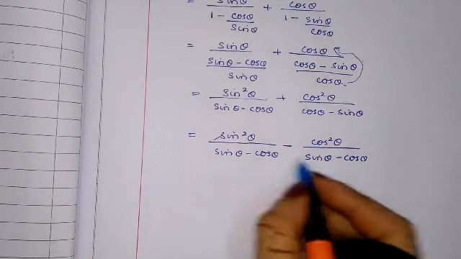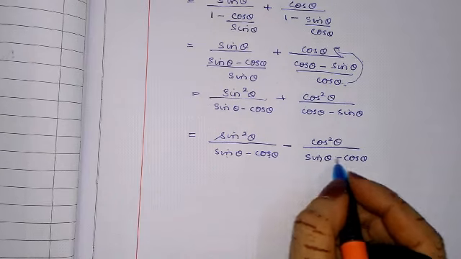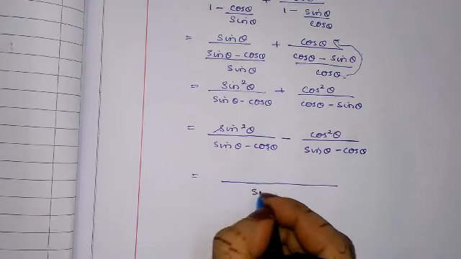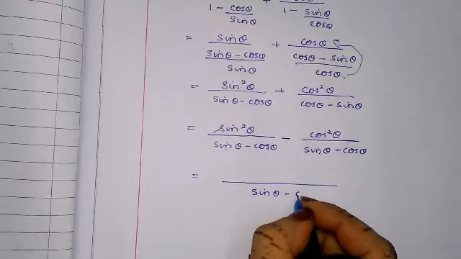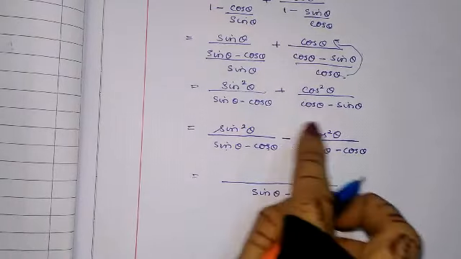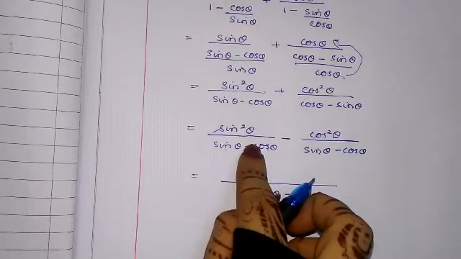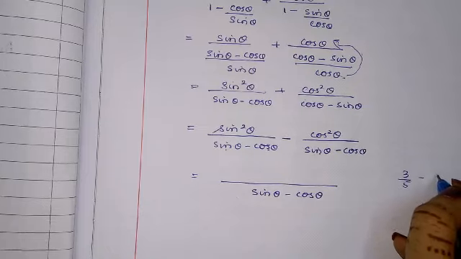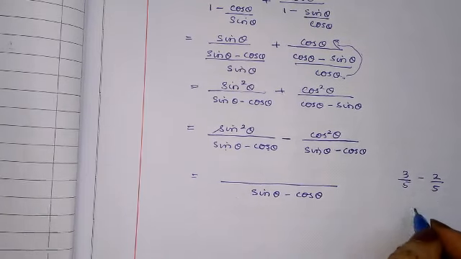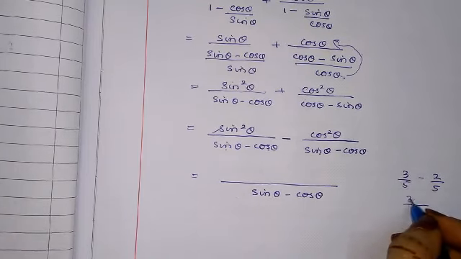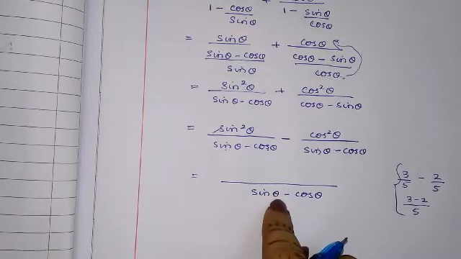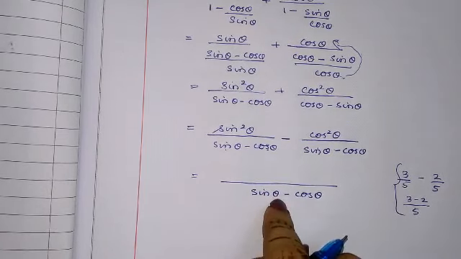Now the denominator is same. Sin theta minus cos theta, sin theta minus cos theta. So we should keep the denominator same. Only one time we have to write sin theta minus cos theta. Now if the denominator is same, for example 3 by 5 minus 2 by 5, what we will do? 5 one time we will write and we will write 3 minus 2. Like that only.